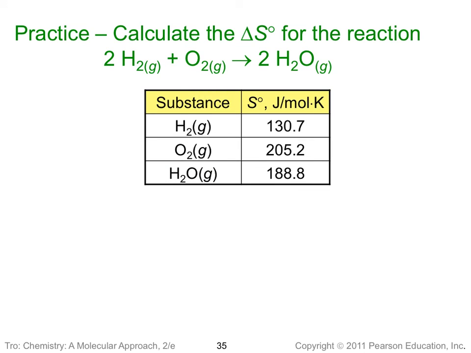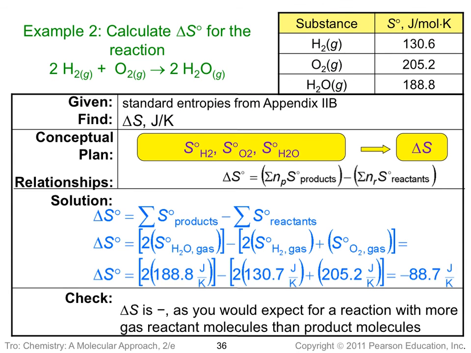What about entropy going from H2 plus O2 to H2O as a gas, right? When you do that calculation, again, set it up, look at the products summation minus the reactant summation, and you're going to get there. And here it is, it's this minus 88.7. You would expect that because you've got 3 moles of gas going to 2 moles of gas.